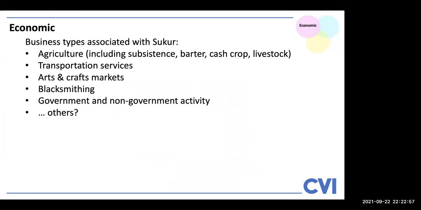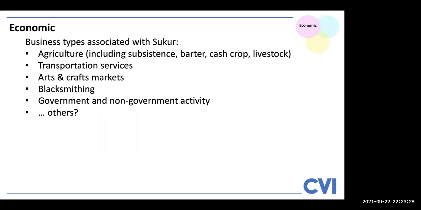In the previous talk, when we introduced the notion of the economic connections, we gave a generic list of business types that might be considered. The steering committee, in preparation for the workshop, identified these 5 business types associated with Sukur. Agriculture, including subsistence agriculture, barter or cash crops, definitely including livestock.